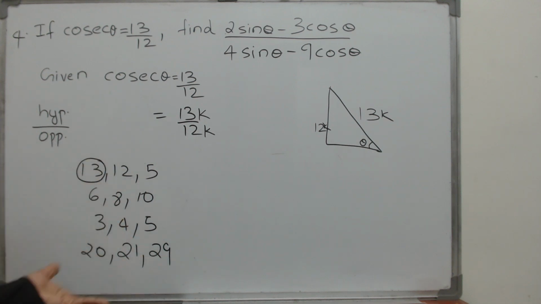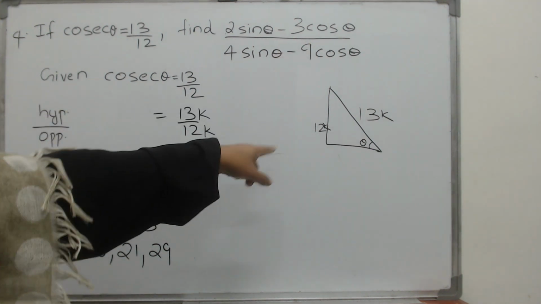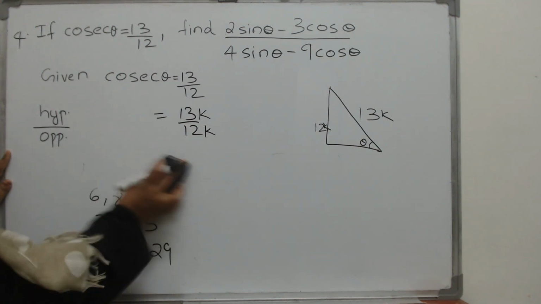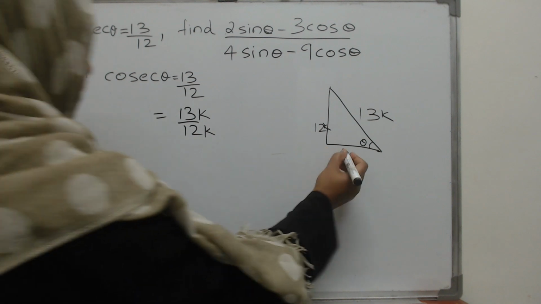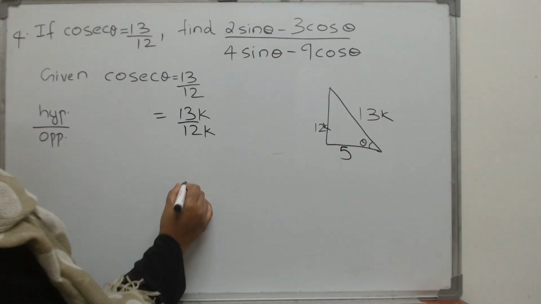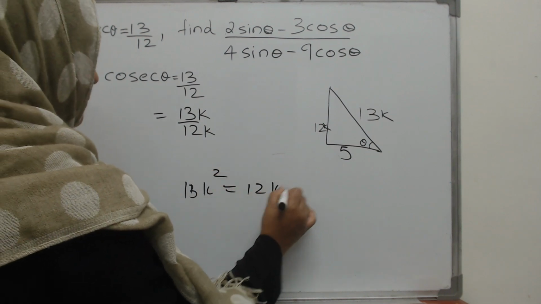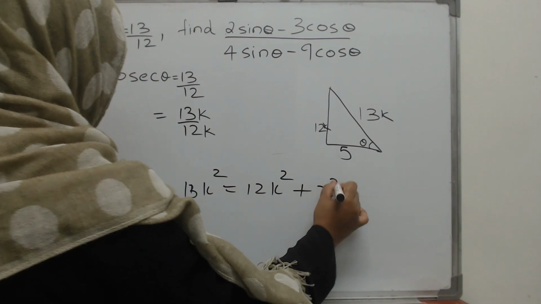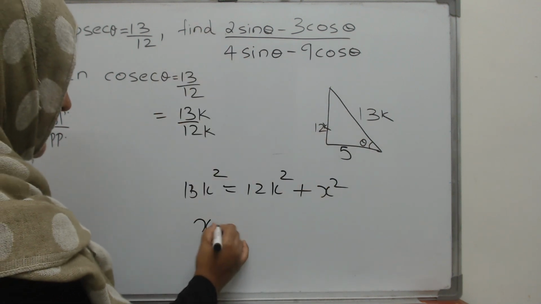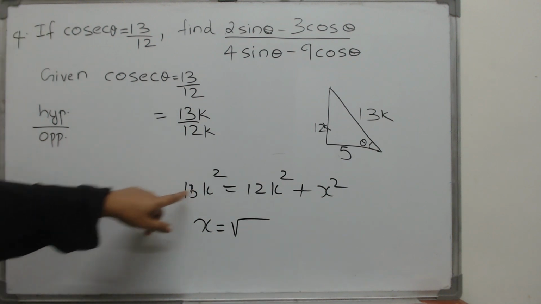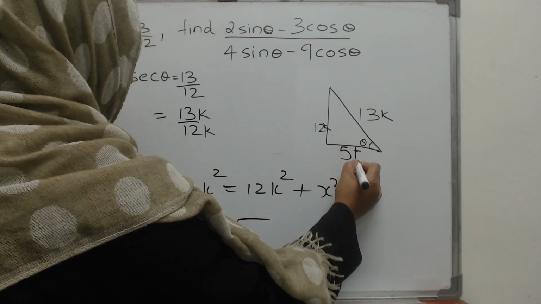There are just a handful of them which are often used. So please remember, if you get 13 and 12, if you apply the Pythagoras theorem, the third side will be 5. If you want, you can do the whole thing. You can apply the Pythagoras theorem, which is what? 13k square is equal to 12k square plus x square. Then x square is the difference, and taking the square root, you will get x is equal to 5k.